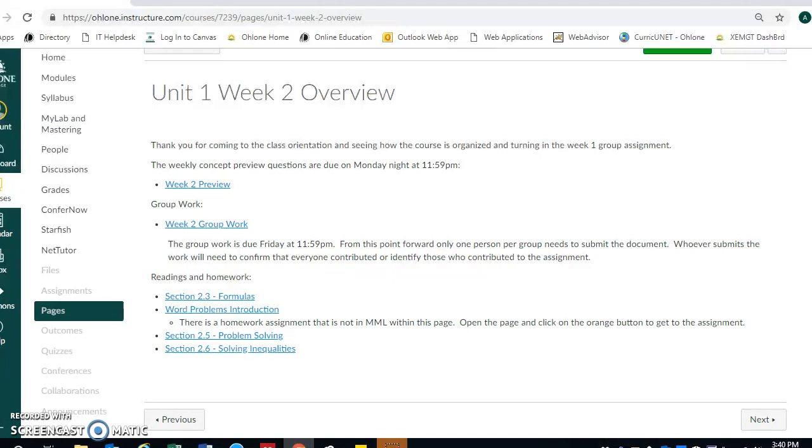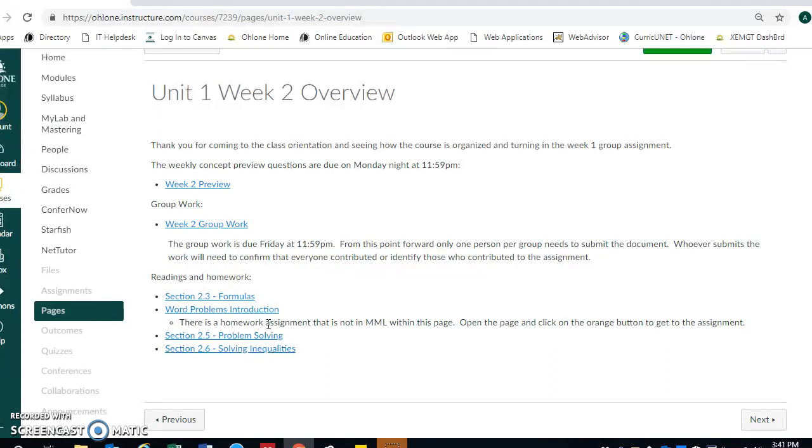There is a pretty straightforward way of handling word problems, and there are some important elements that you need to make sure that you understand and can move forward on. I would strongly encourage you to open up the word problems introduction and work your way through what it means to assign variables and what that process looks like. There is a homework assignment that is not associated with my math lab that is within that page. So open that up and click the orange button to get to that assignment.